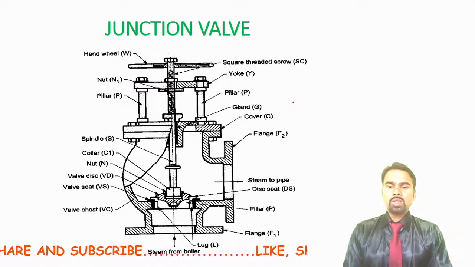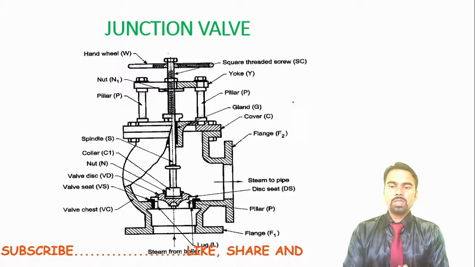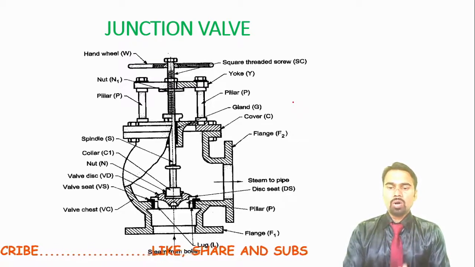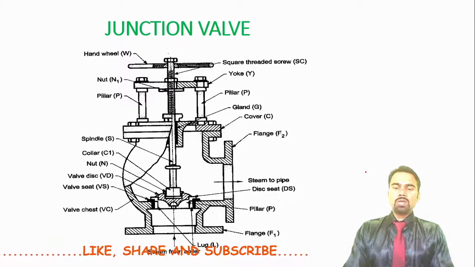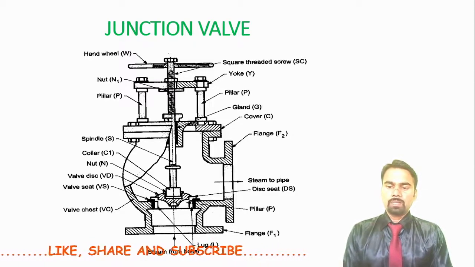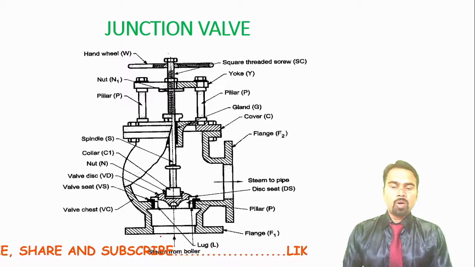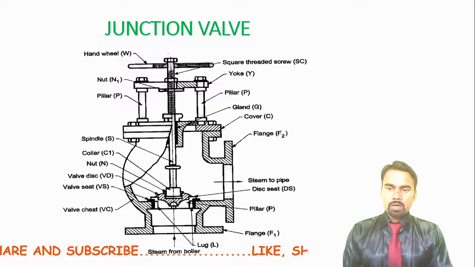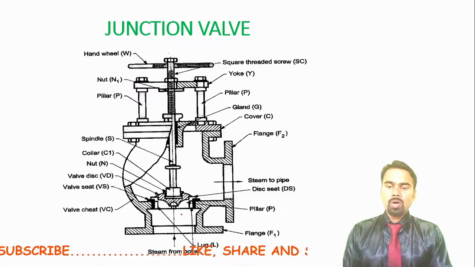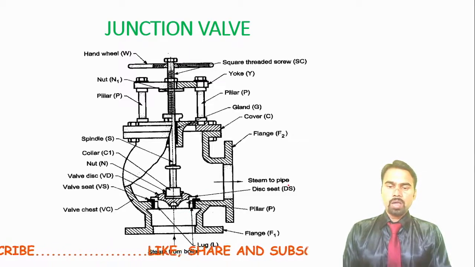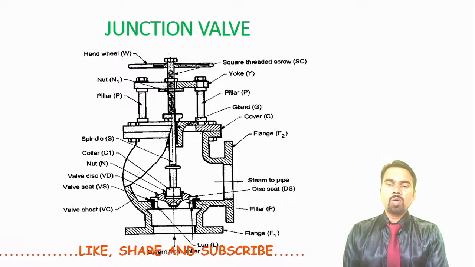Then next is the junction valve, which is also known as the steam stop valve. The function of the junction valve or steam stop valve is to stop or allow the steam coming from the boiler shell. This valve is attached on the top portion of the boiler shell, and by using this rod and wheel, we can open or close the steam according to requirement. So this is the function of the steam junction valve or steam stop valve.